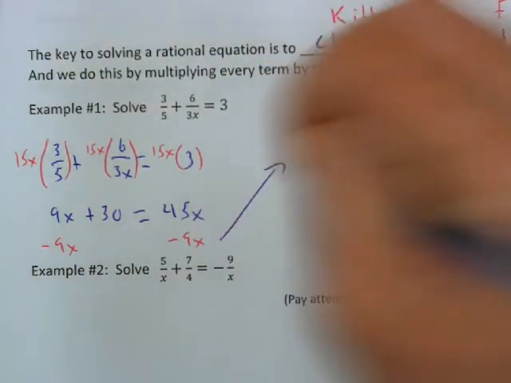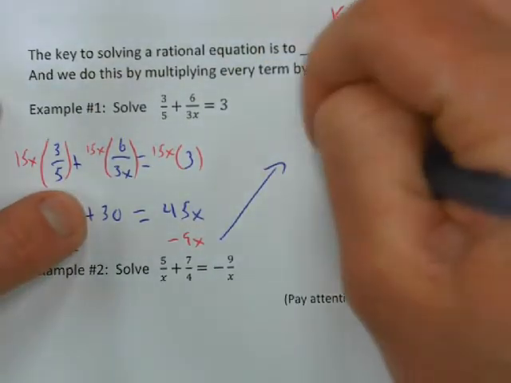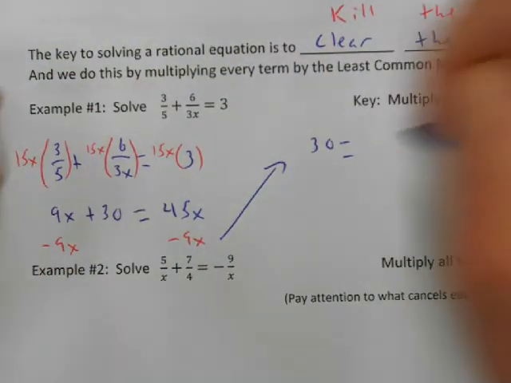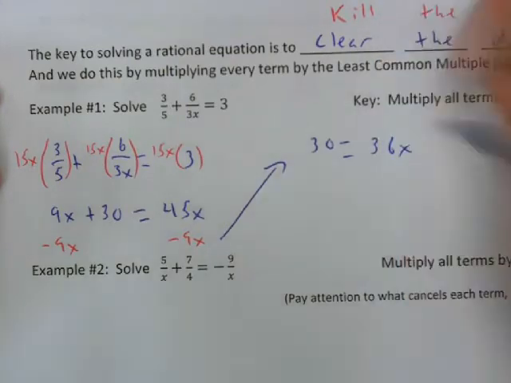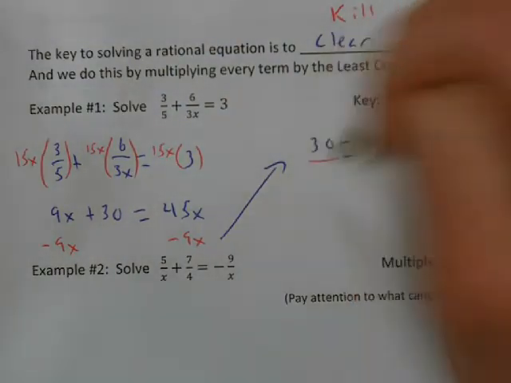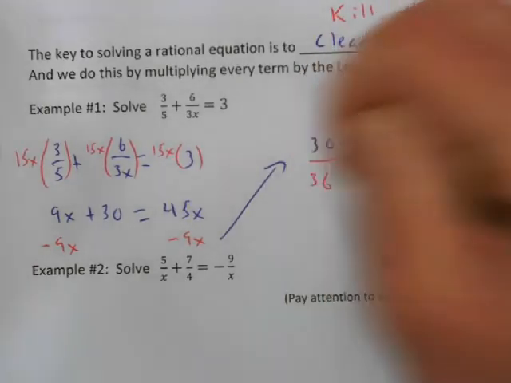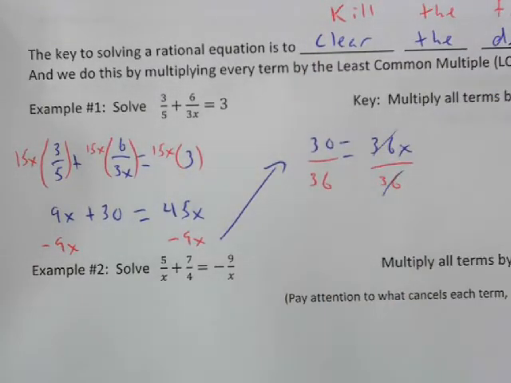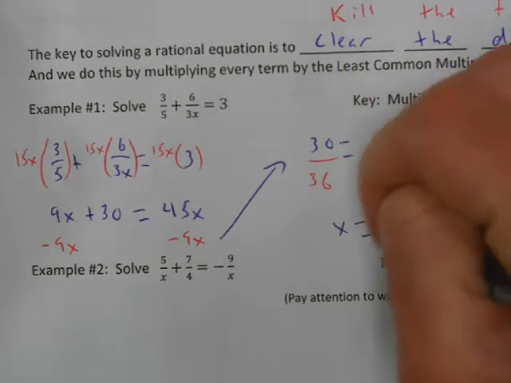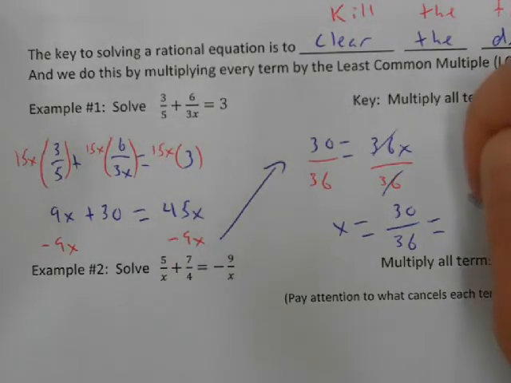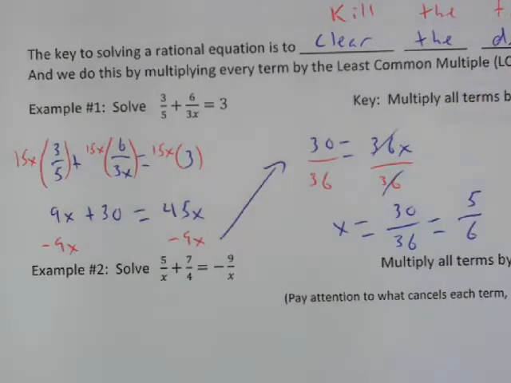And then we'll bring it up here where we have some space. That gives us 30 equals 45x minus 9x, which gives us 36x. And then if I divide both sides by 36 to get x by itself, those reduce, and we get x equals 30 over 36, which reduces to 5 over 6. Okay? And then that's our answer.